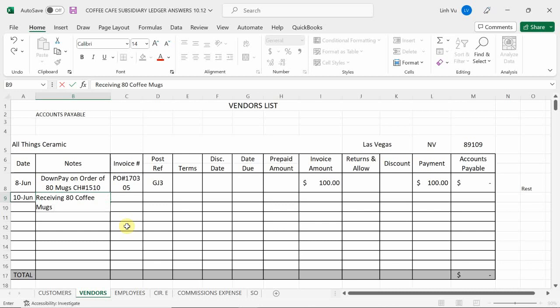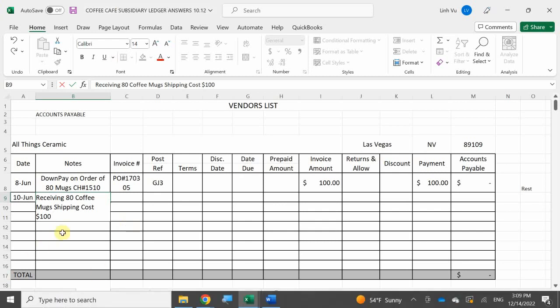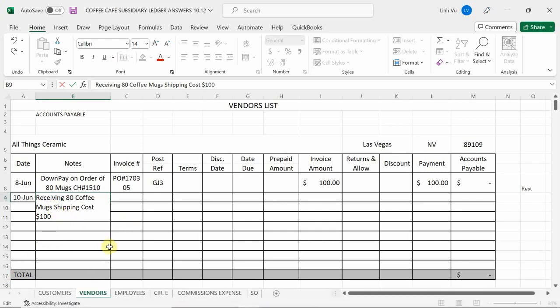You can choose to include the shipping here. So shipping cost $100. Okay. You can even include the price of it. So 80 coffee mugs, okay, let's go back. 80 coffee mugs at $2.45 each. Shipping was $100.